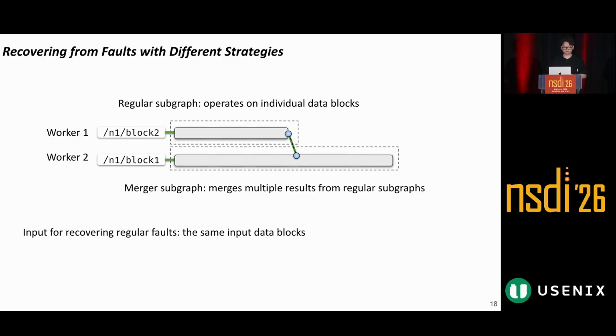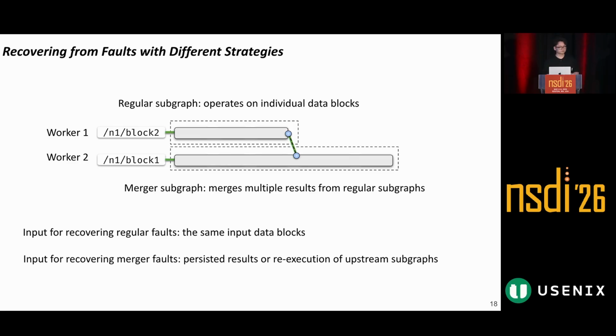Specifically, to recover from a regular fault, Fractal simply re-executes the computation on the same distributed file system input data block. To recover from merger faults, Fractal ensures that all missing input are correctly regenerated, either by directly reading the persisted output on the disk or re-executing the upstream subgraph when the output is not persisted. And all the duplicate data will be detected and removed by the remote pipes.